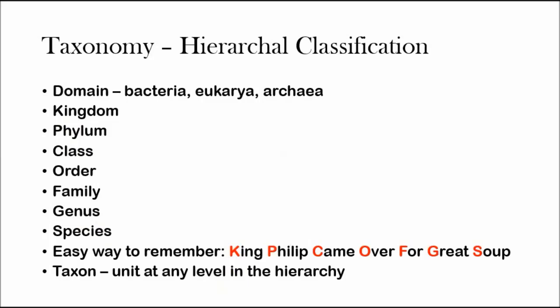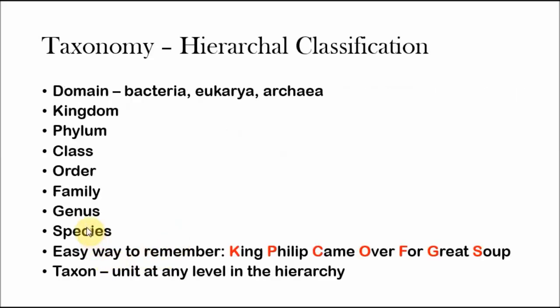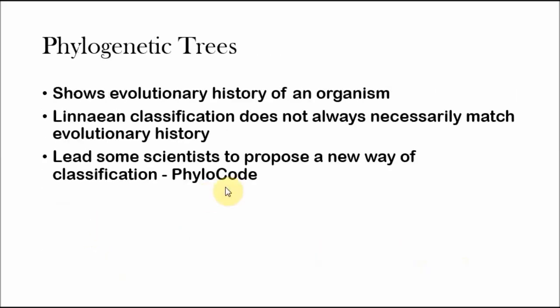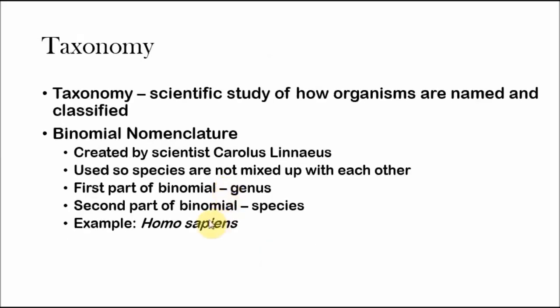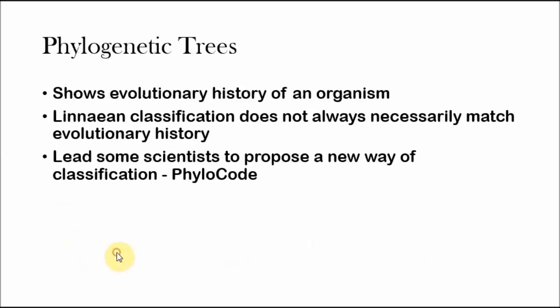Now, a taxon is a unit at any level in the hierarchy. For example, Homo is an example of a taxon within genus. Sapiens is an example of another taxon within species. Pretty simple. Now, phylogenetic trees show the evolutionary history of an organism.